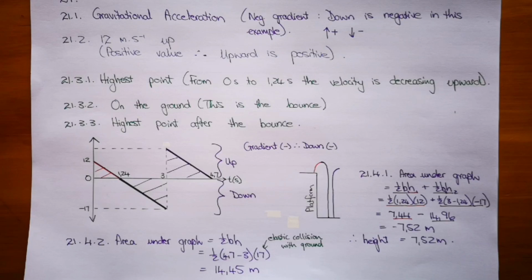Okay, I'm going to try to explain number 21 from the green book. It's a vertical projectile motion question. The velocity time graph below shows the motion of a golf ball of mass 150 grams, which is thrown vertically upwards from a platform above the ground. The ball strikes the ground and bounces back up again. The collision of the ball with the ground is elastic.